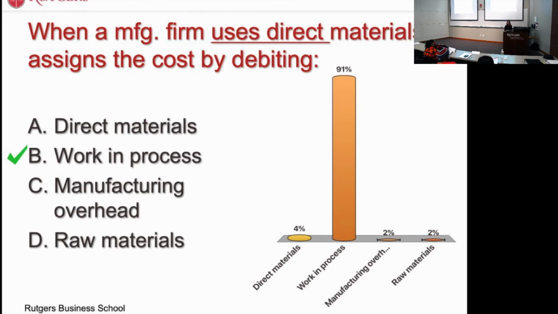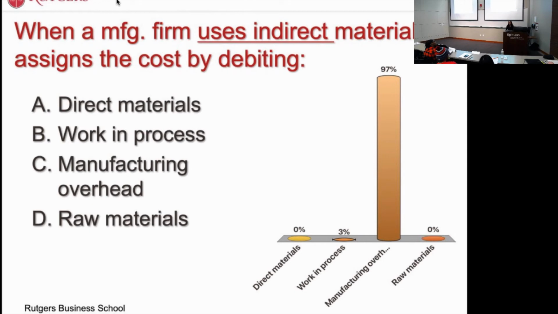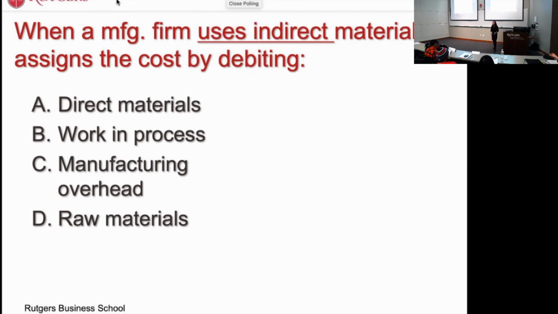Okay, so next question: if it uses indirect materials, which account are you going to debit?